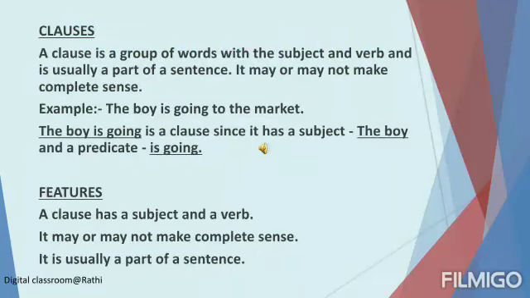Next, what is a clause? A clause is a group of words with a subject and verb and is usually a part of a sentence. It may or may not make complete sense. For example, the boy is going to the market. The boy is going is a clause since it has a subject, that is the boy, and a predicate, is going. And what are the features? A clause has a subject and a verb. It may or may not make complete sense. It is usually a part of a sentence.